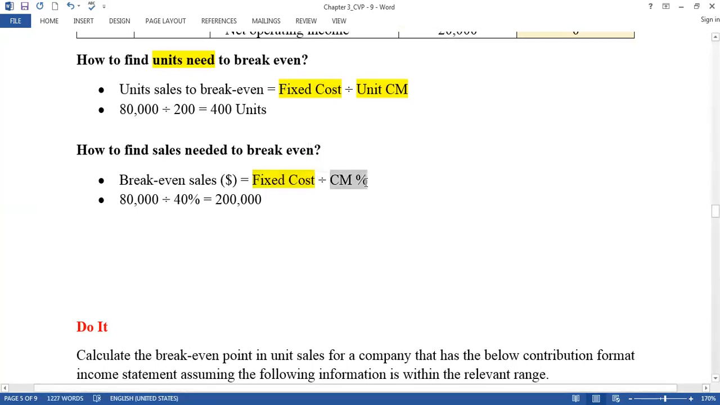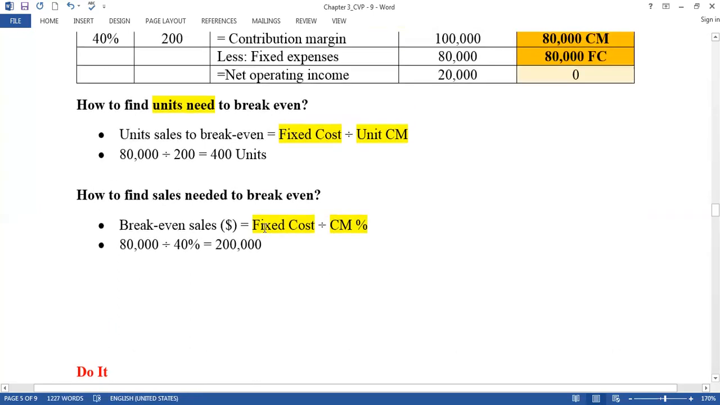divided by CM ratio. Why CM ratio? Can you remember the meaning of percentage? How do we calculate percentage? Divided by sales, right? So if you want to know the dollar sales, then the formula is fixed cost divided by CM ratio, because the ratio is calculated from sales.